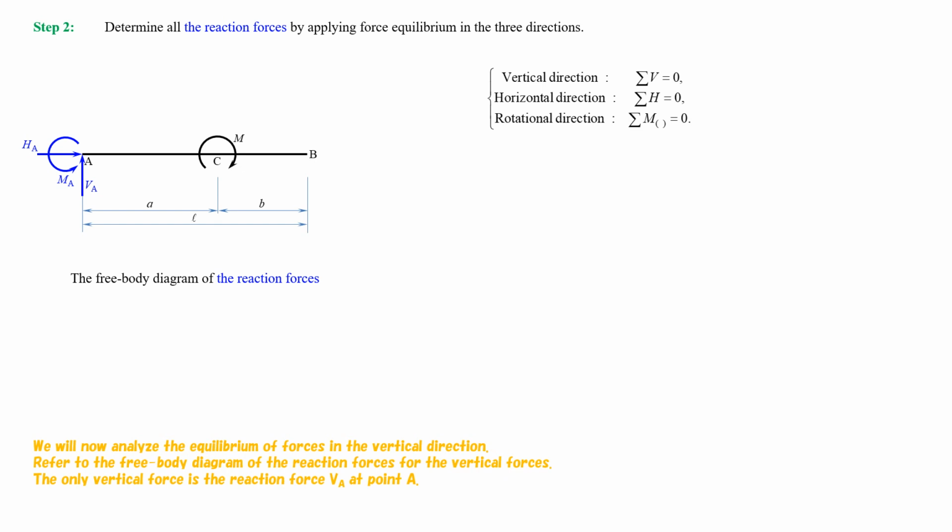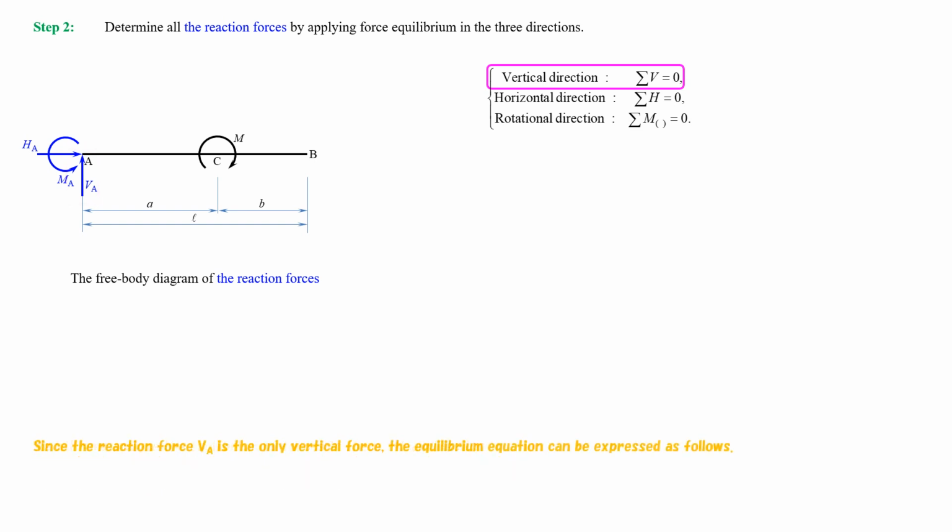We will now analyze the equilibrium of forces in the vertical direction. Refer to the free body diagram of the reaction forces for the vertical forces. The only vertical force is the reaction force VA at point A. Since the reaction force VA is the only vertical force, the equilibrium equation can be expressed as follows.